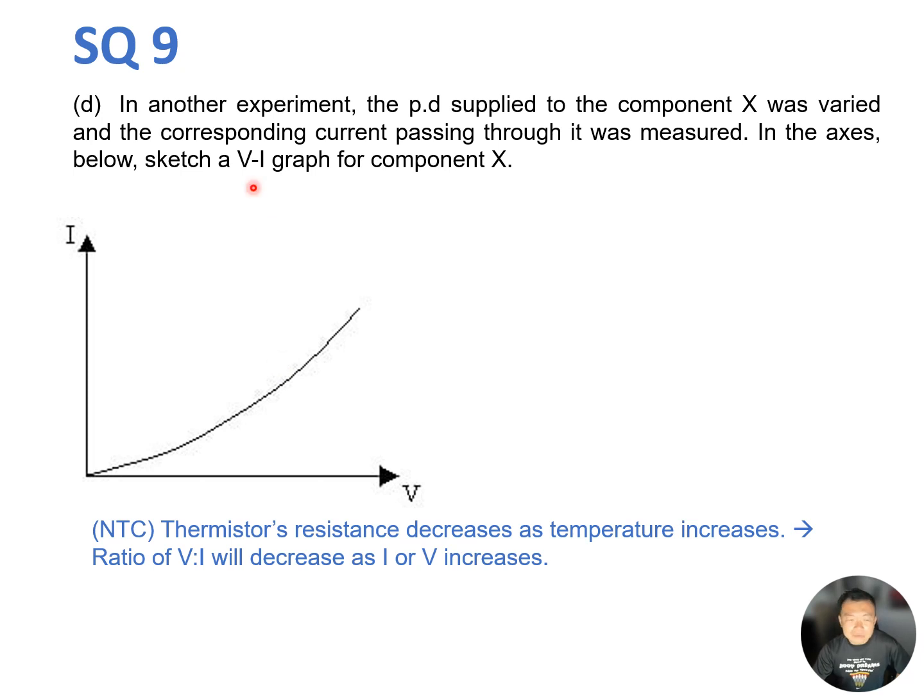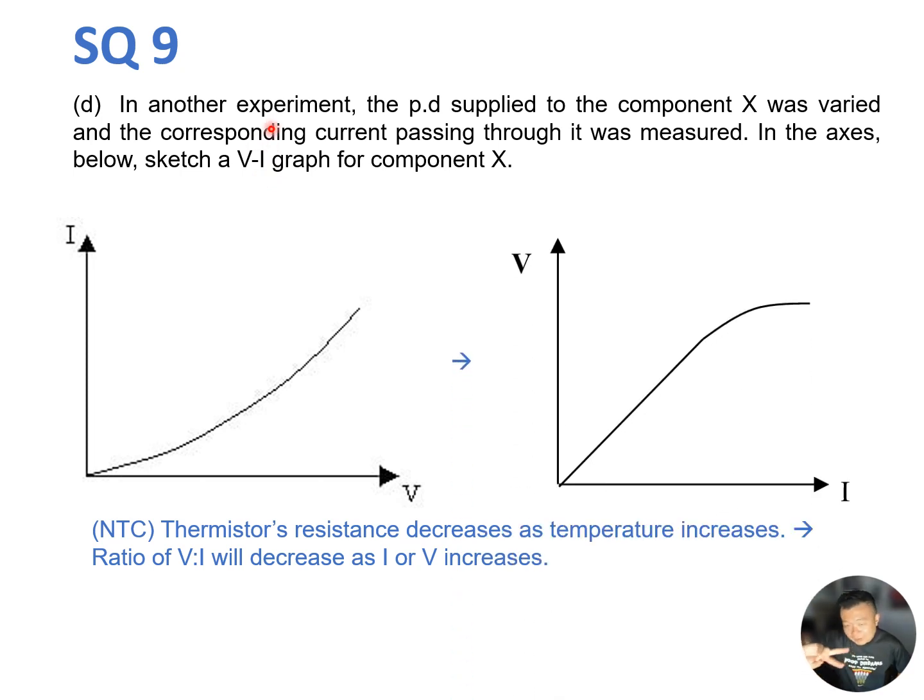But just be very careful. The question is very sneaky. It doesn't want you to sketch an IV graph. It wants you to sketch a VI graph. So just reverse the axis and curve the graph the other way around. So don't get caught by this question over here.